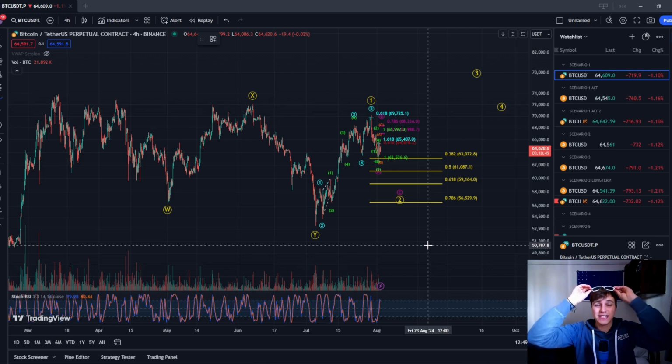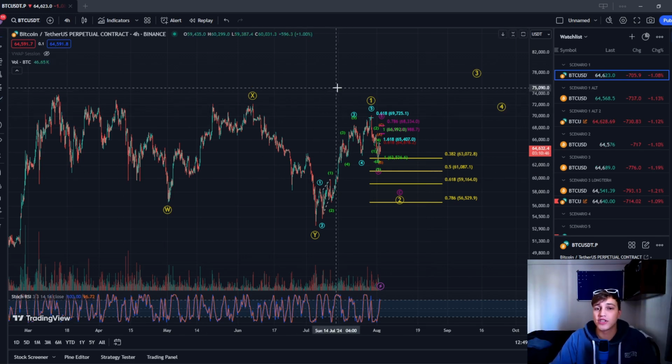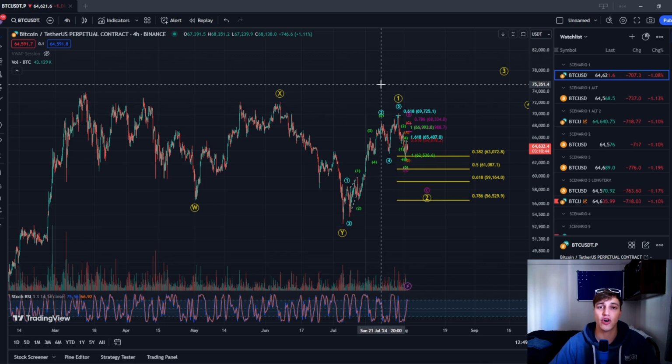Let's get into the charts. So today I'm going to be going over two bullish scenarios and one bearish scenario for you guys. These two are the most likely bullish scenarios and the most likely bearish scenario. So let's get into the chart.